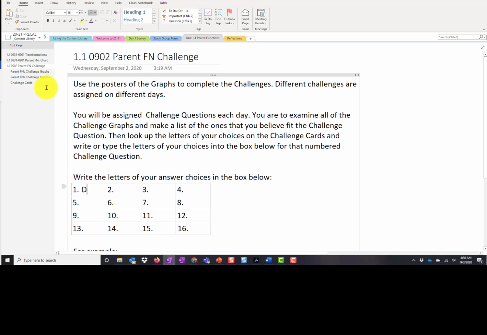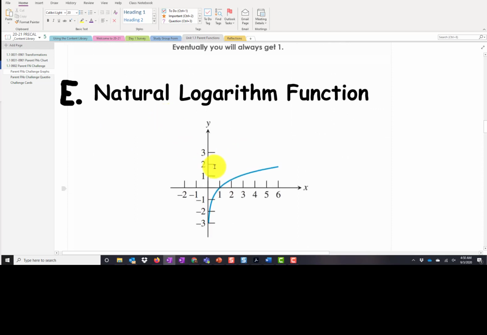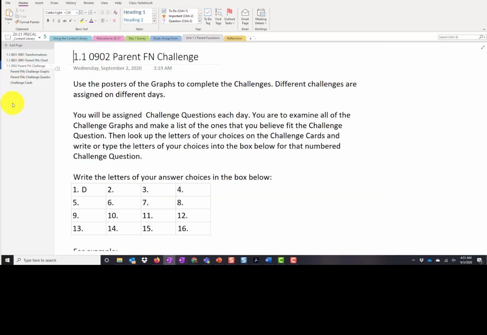Then you repeat the process. You go back to the graphs, you continue on. This is another one. The domain is greater than 0. It will never equal 0 because this is an asymptote here. It'll never touch the y-axis. So the domain here is not all real numbers. The domain is all the x's greater than 0. So you go back to your page, your homework page where this chart is, and you type the letter E.